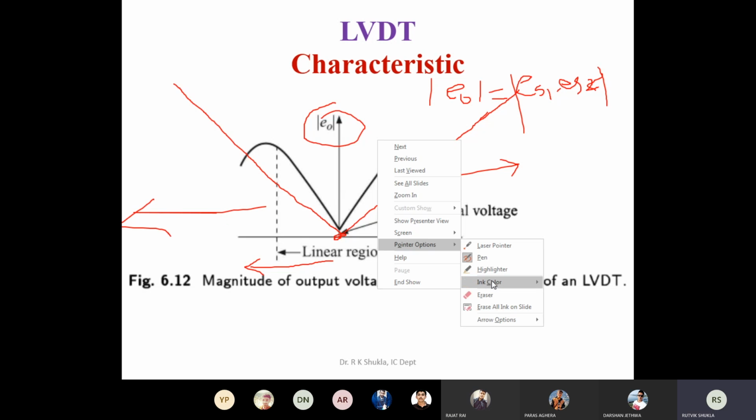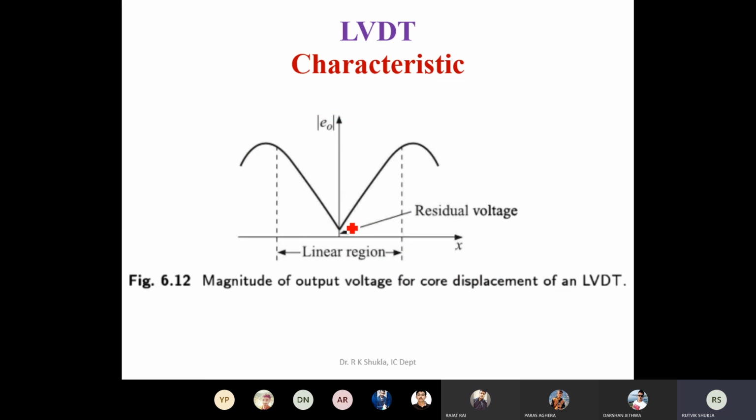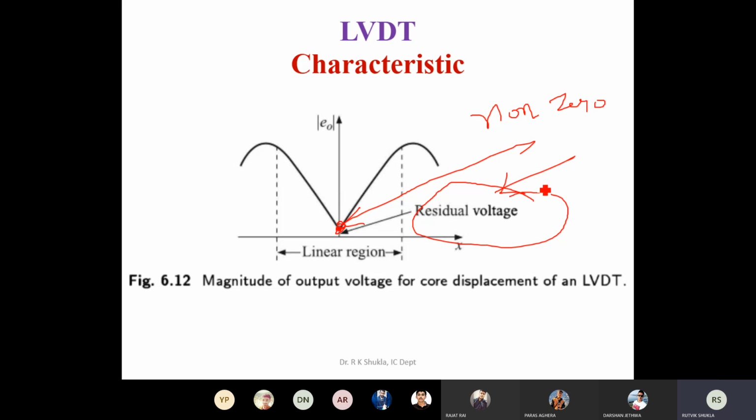But practically, see the difference. The first difference is your output is always non-zero. Even in the null condition, what you are getting is non-null output or non-zero output. Now this non-zero output is due to a fact called residual, or this voltage is called residual voltage. Clear? It is not zero, but it is somewhat more than zero.